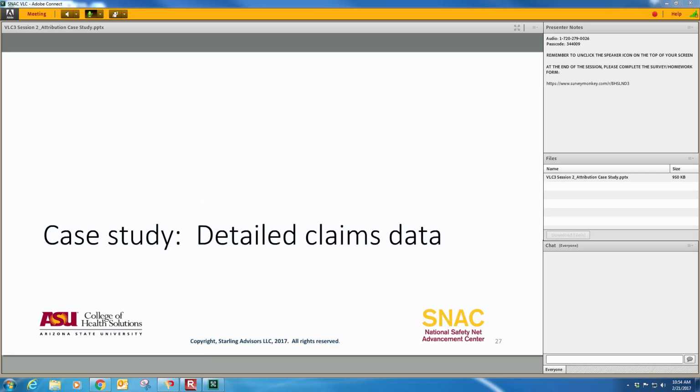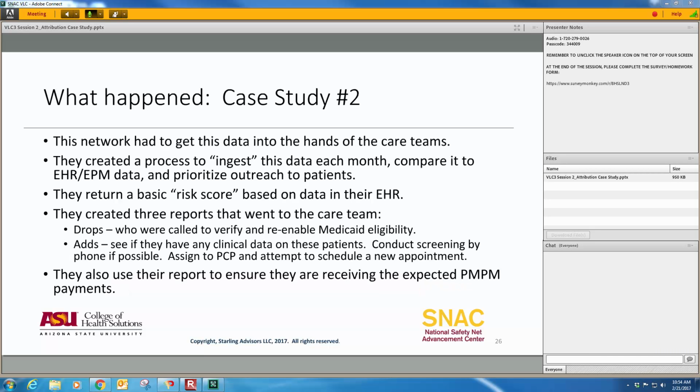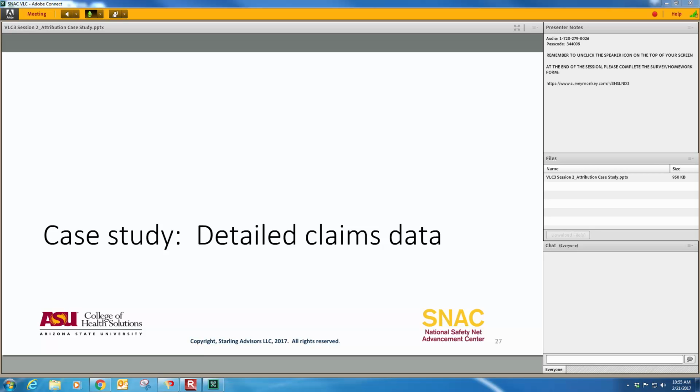Any other thoughts folks had before we move on, or questions that you might have about this data set? Okay, we'll move ahead then and talk about really the final frontier, as I like to say, of attribution data.